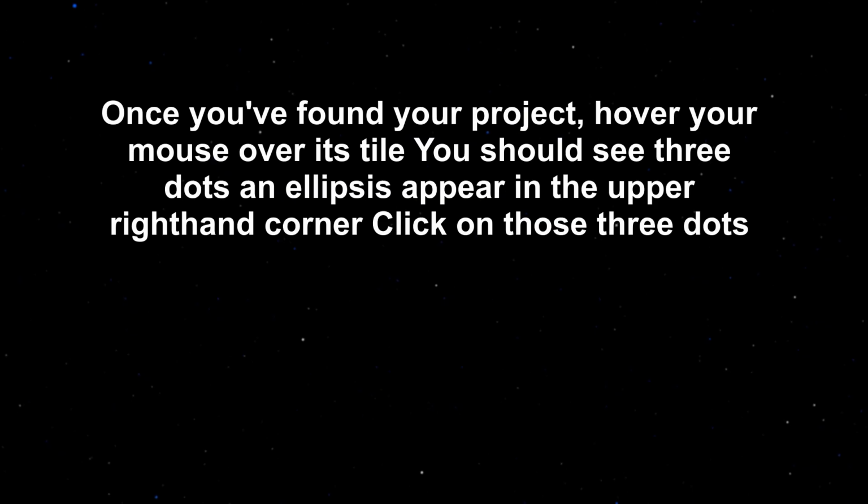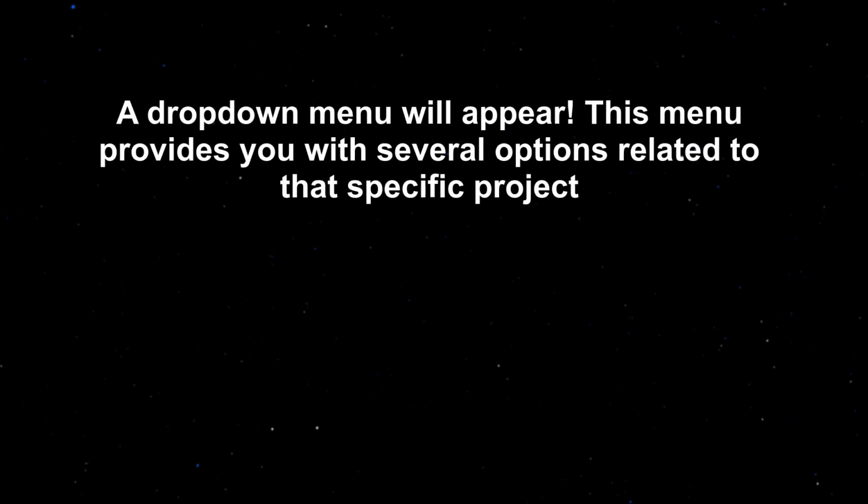You should see 3 dots an ellipsis appear in the upper right-hand corner. Click on those 3 dots. A drop-down menu will appear. This menu provides you with several options related to that specific project.